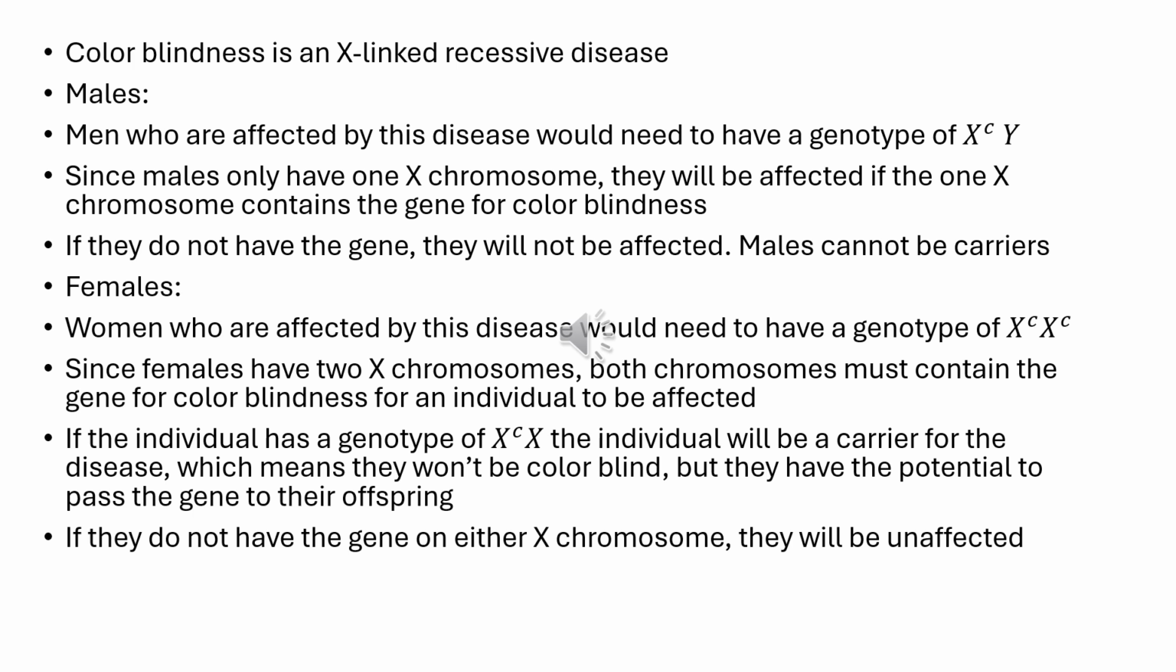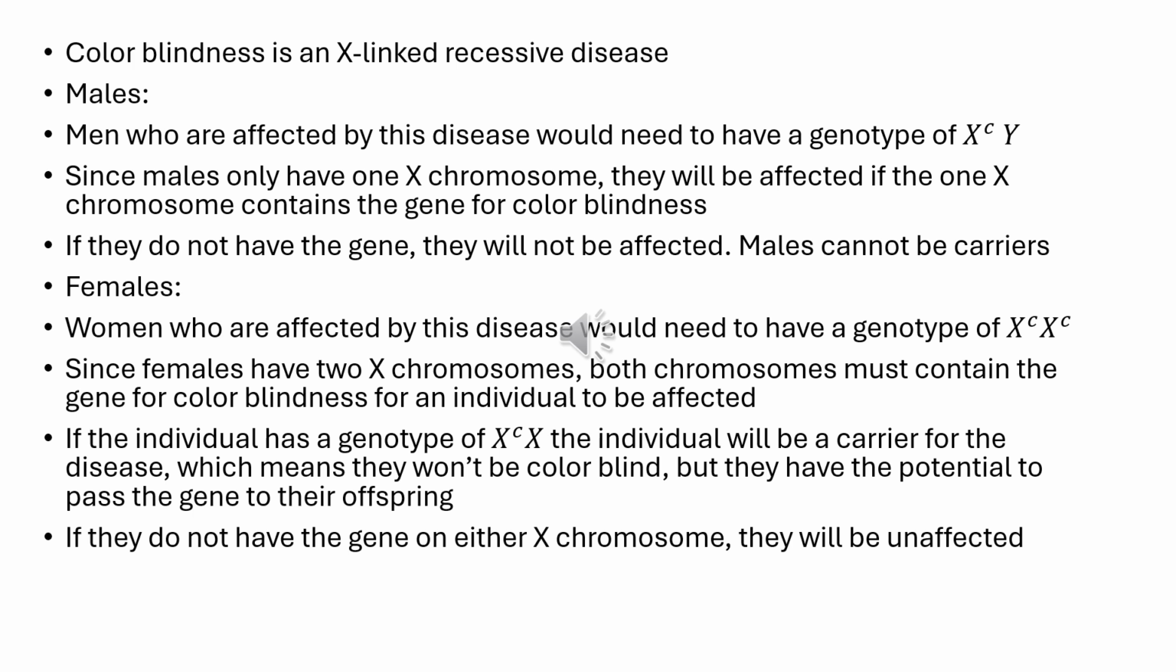In men, the genotype that would need to be present for an individual to have this disease would be X^C Y. With males only having one X chromosome, if that X chromosome contains the gene for color blindness, the individual will automatically be colorblind. If the individual does not have that gene on their X chromosome, they will be unaffected and will not be colorblind. In this case, males are not able to be carriers for the disease.